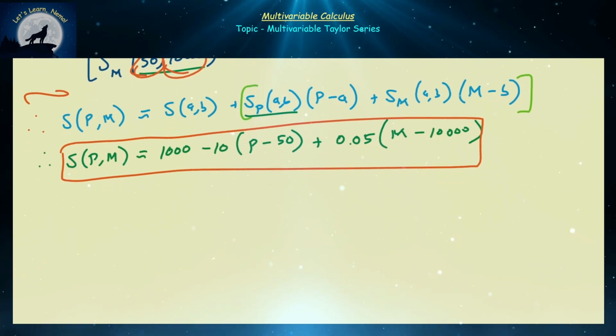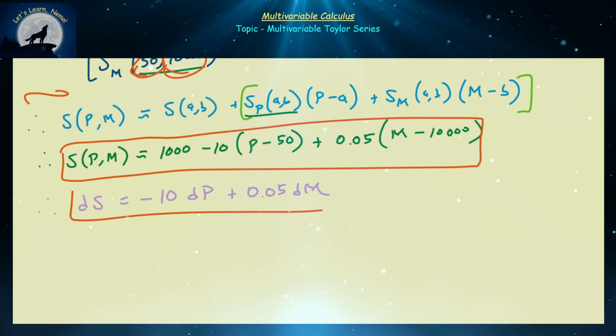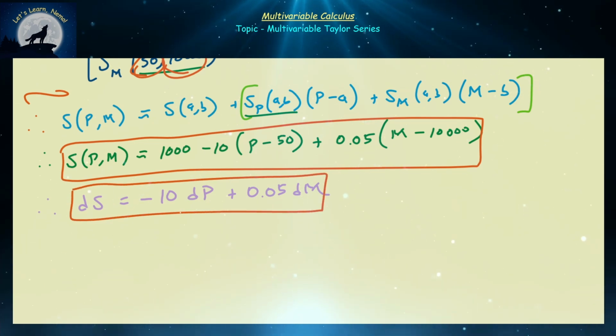Now, from this, you can actually get approximations for the differential of S. So if we take the differential of this particular object, what you're actually going to have is the differential of S is going to be equal to, so 1,000 will be a constant, this is going to be equal to minus 10 dp, and then plus 0.05 dm, right? Because 10 times 50 is a constant, 0.05 times 10,000 also a constant, right? So we get this relationship as well, right?